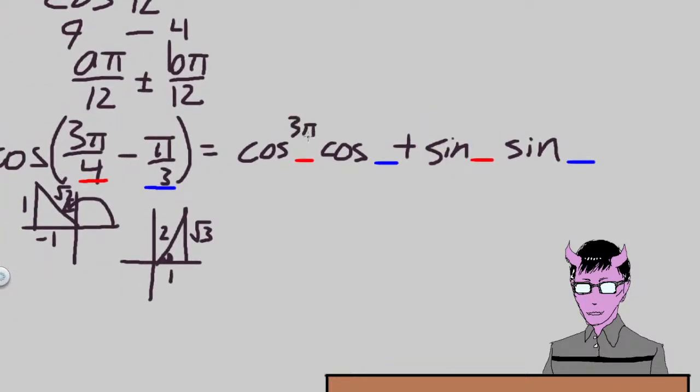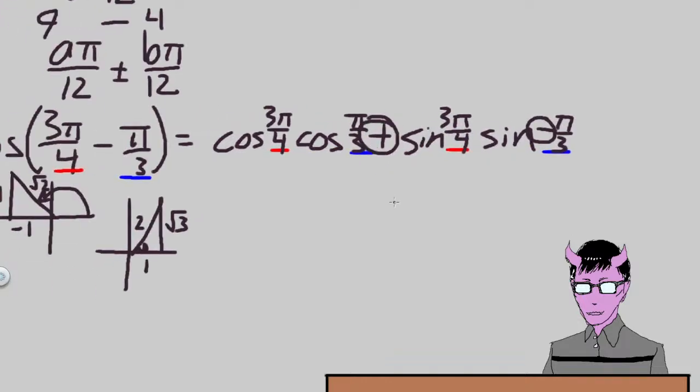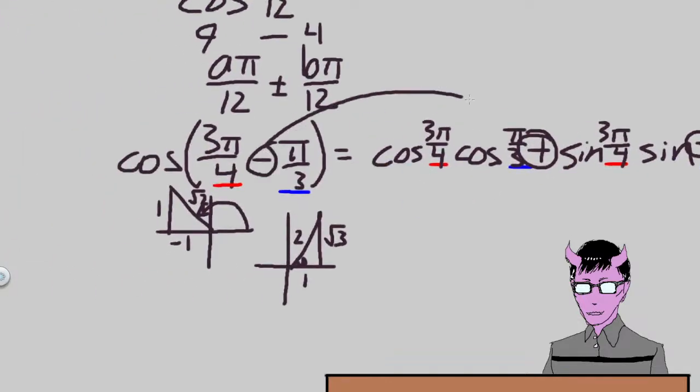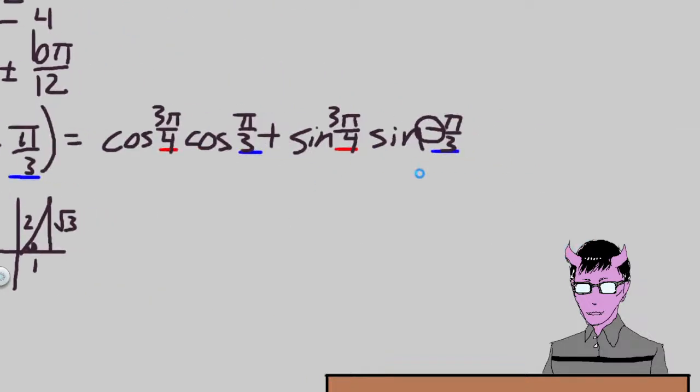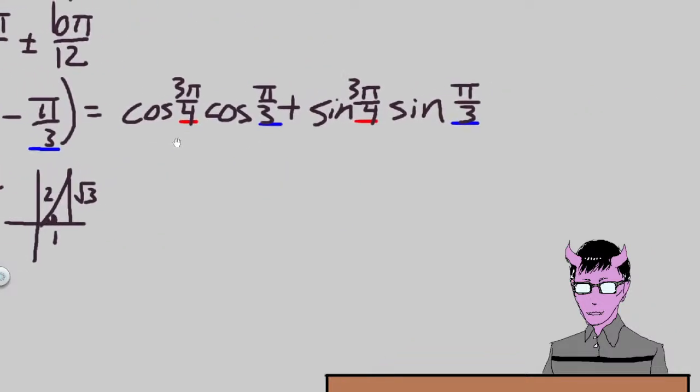So 3 pi over 4, and 3 pi over 4, pi over 3. So don't make this mistake. Don't put negative pi over 3, because the sign is part of the algorithm right there. That one dictates the sign between, so don't put it again right there. So just pi over 3. And that should be the expansion, and we should be good to go.